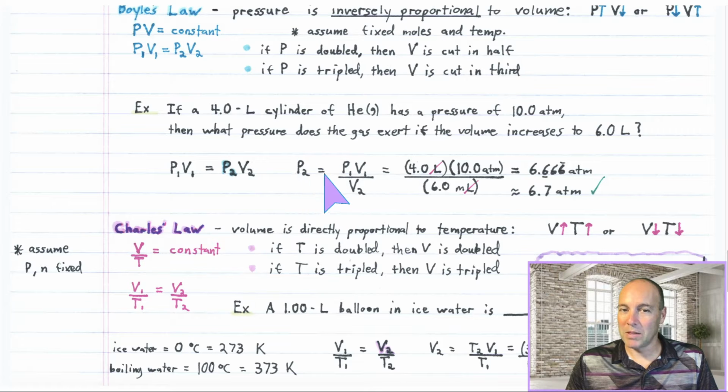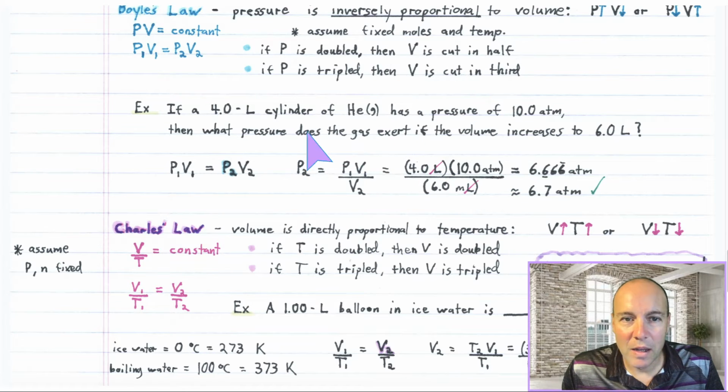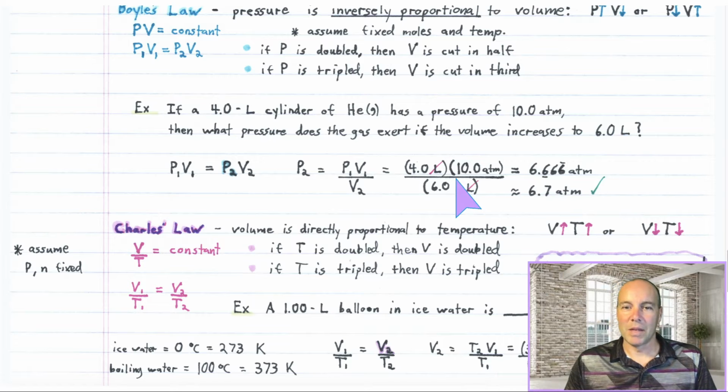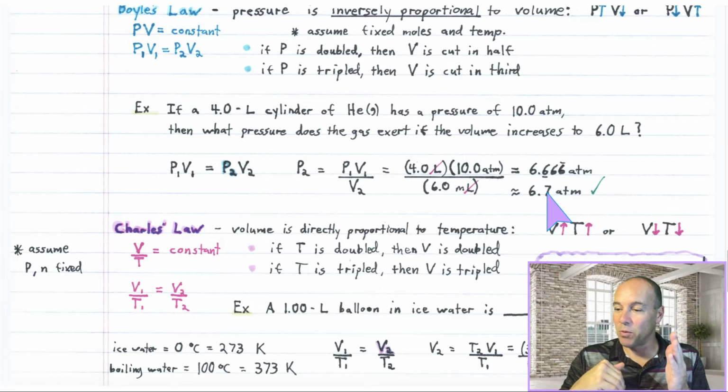So here's what P2 equals, P1 V1 over V2, and plugging in the values, you can see the... did I say milliliter? Dang it, that should say liter. This is 6 liters. Why did I write milliliter? Okay, so the liter unit cancels the liter unit, and you're left with atmosphere units, and doing the calculation you get 6.666, round to 6.7 atmospheres. Okay, so the volume goes up, the pressure goes down, inversely proportional.